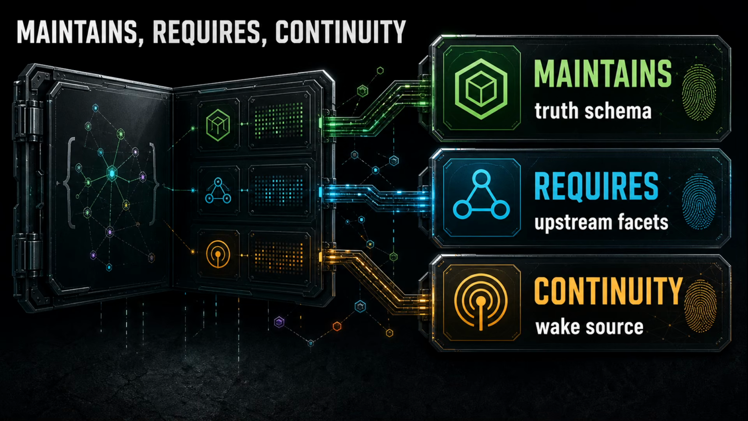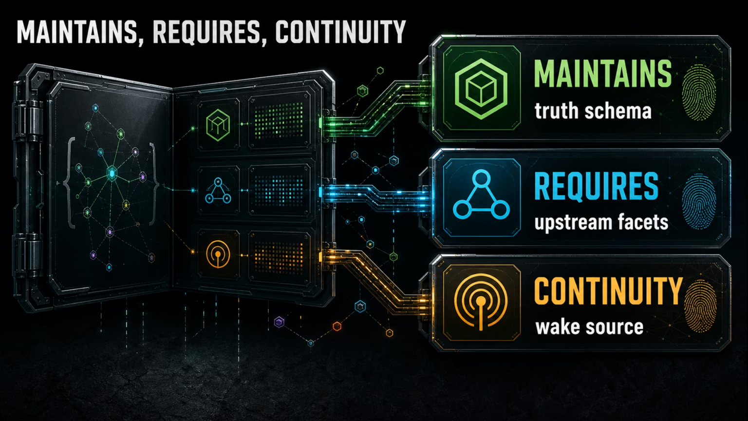Now, inside that contract, a node declares 3 things, and once you see them, the rest of the system clicks. First is maintains, the truth schema this node keeps current. And maintains is where it marks which fields actually count as a change, plus the post conditions that have to hold. Right. Second is requires, the upstream facets it subscribes to. Third is continuity, its wake source, what actually triggers it.